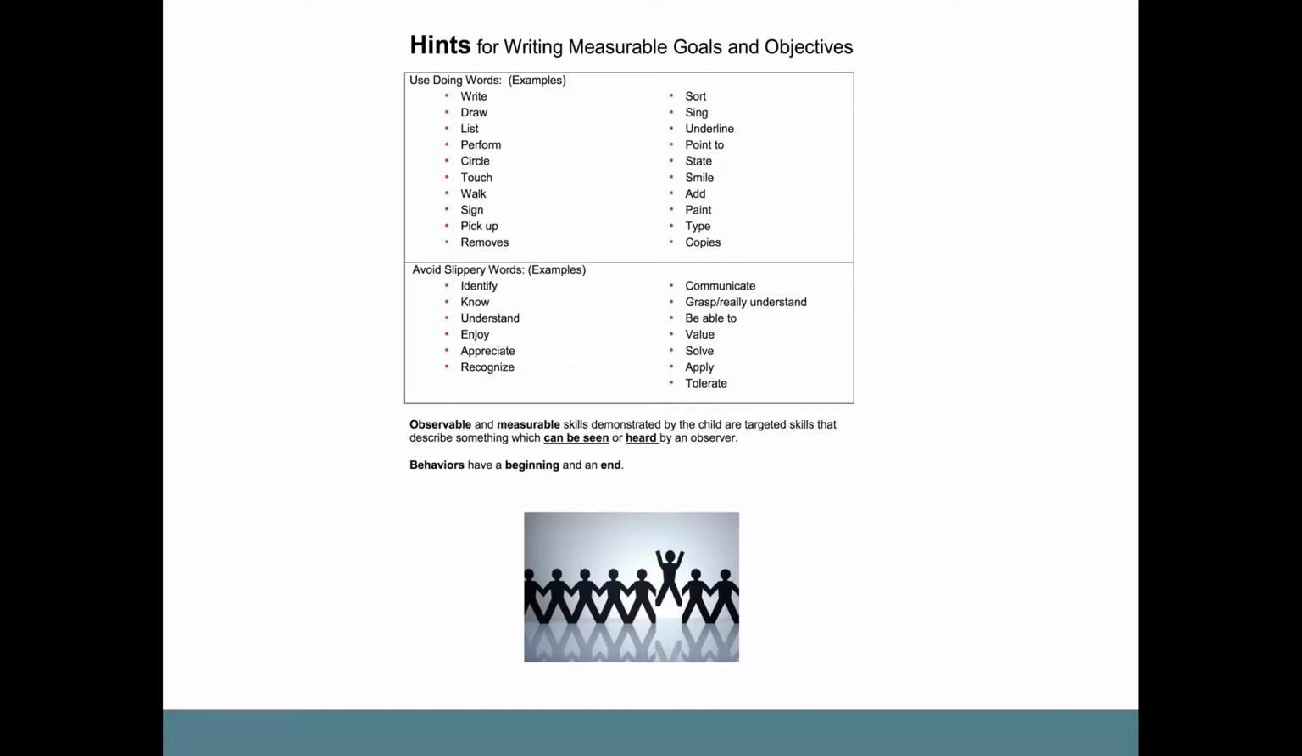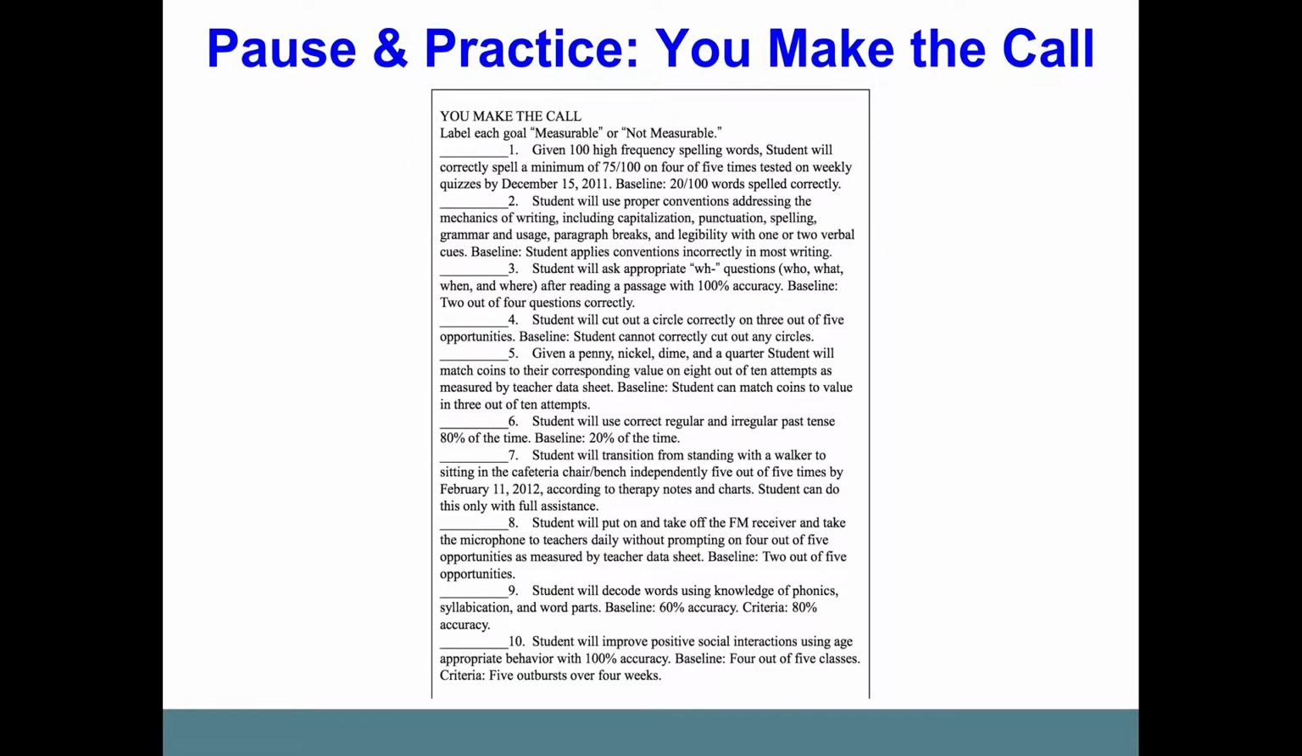You want to stick with words like write, draw, list, perform, state, point to, things that are concrete and can be measured and observed. And then you want to avoid things like value or tolerate or enjoy, because those are feelings that we aren't able to objectively identify and measure. So you want to be sure that the observable and measurable skills are demonstrated, and they're something that can be seen and or heard by an observer, and that the behaviors have a beginning and an end.